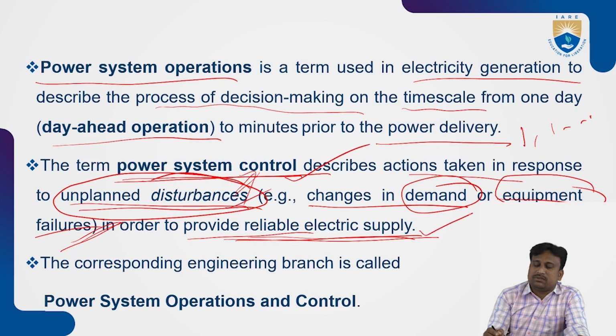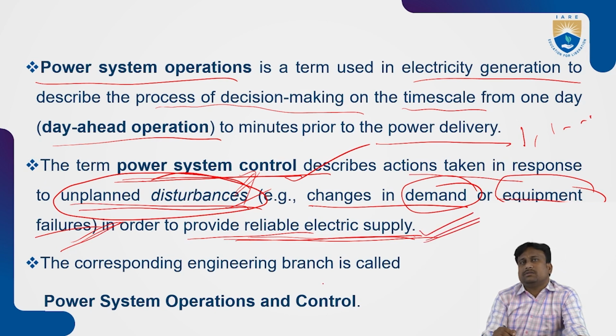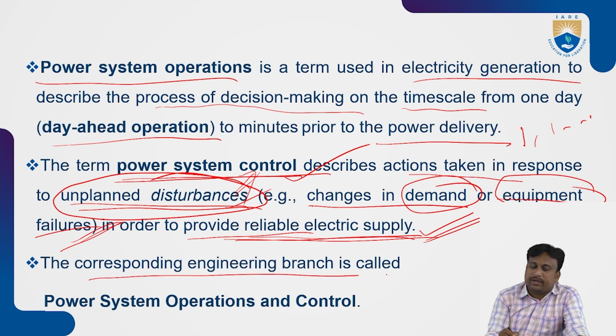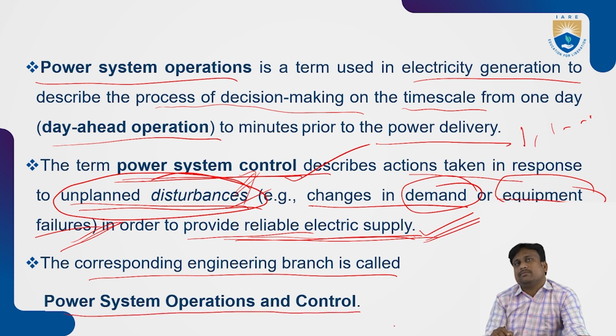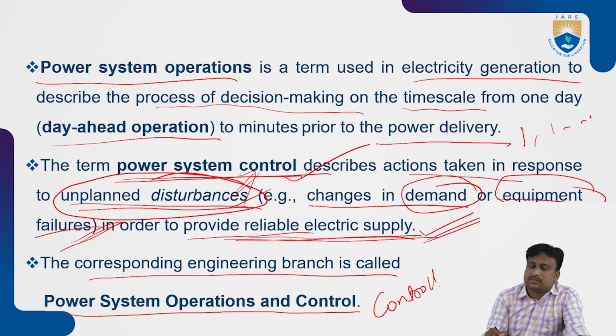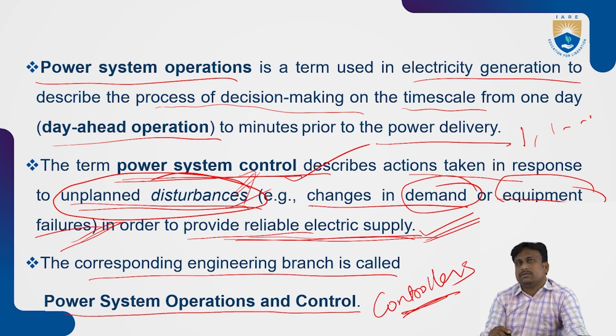All these procedures and combinations, which are kept in a corresponding engineering branch, are defined as power system operations and control. We will introduce various controllers here. The controllers will look into all these disturbances or changeovers, keeping all these system considerations together in a single place and ensuring the reliability of the power supply.